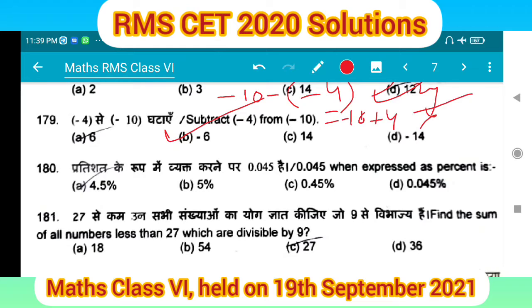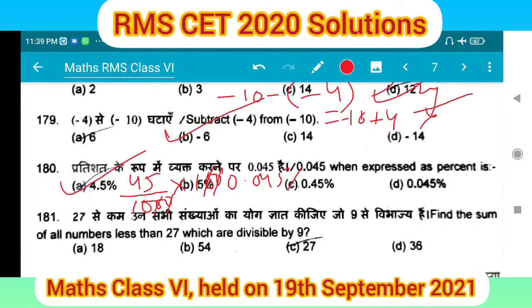0.045 percentage means 45 by 1000 into 100. This is the percentage. This 0 gets cancelled. This 0 gets cancelled. Right? 2 zeros. 45 by 10 means 4.5. So 4.5%.